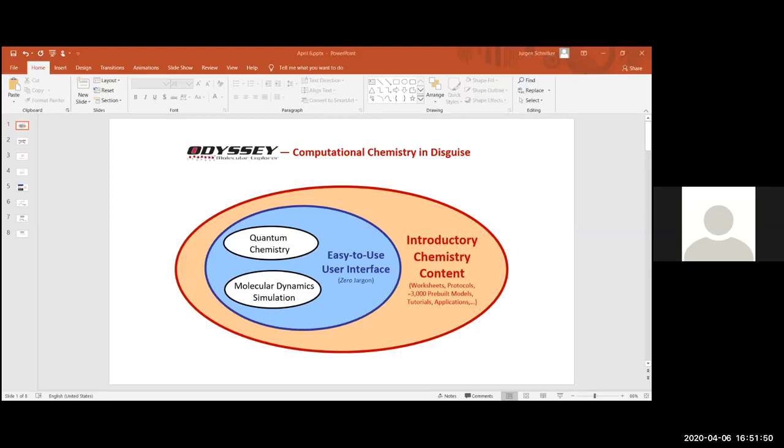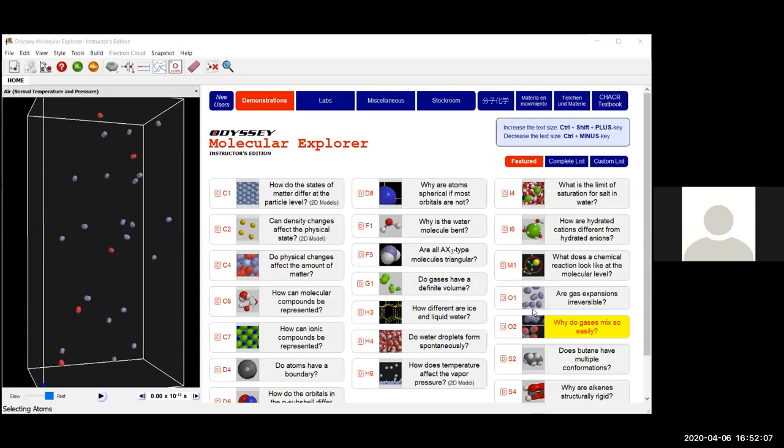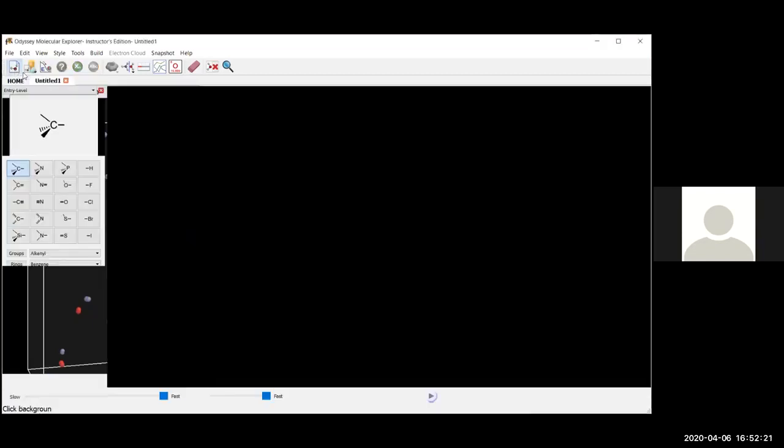First though, I will go back to the program by selecting stop the share screen and switch to ODYSSEY share. And I hope that you can now see the ODYSSEY start page. So Dr. Shyam has already shown a bunch of examples. So I will basically just reiterate what he already did. Build a simple water molecule.